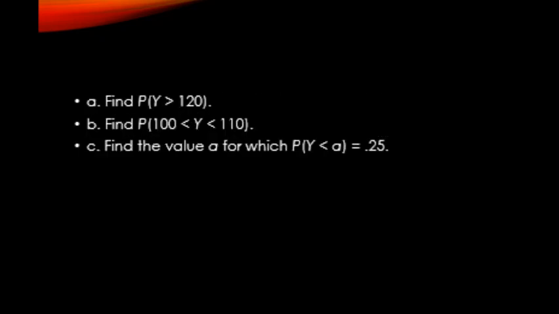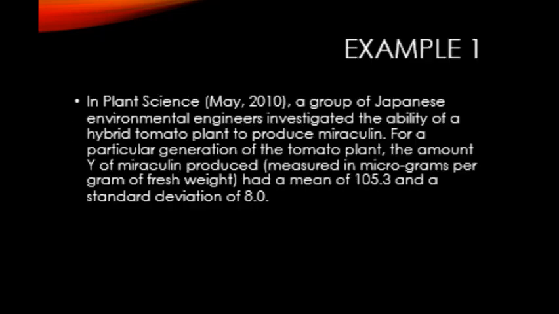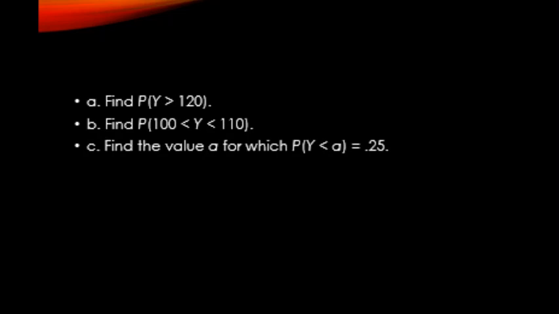Based on this distribution, we need to find these three things. First, what's the probability that Y is greater than 120? So basically, compare this with the mean. We have a mean of 105 and a standard deviation of 8. Second, find the probability between 100 and 110. And the third question is to find the value A for which the probability of Y less than A is 0.25. So in this one, the probability is given, and we need to figure out the value of A.